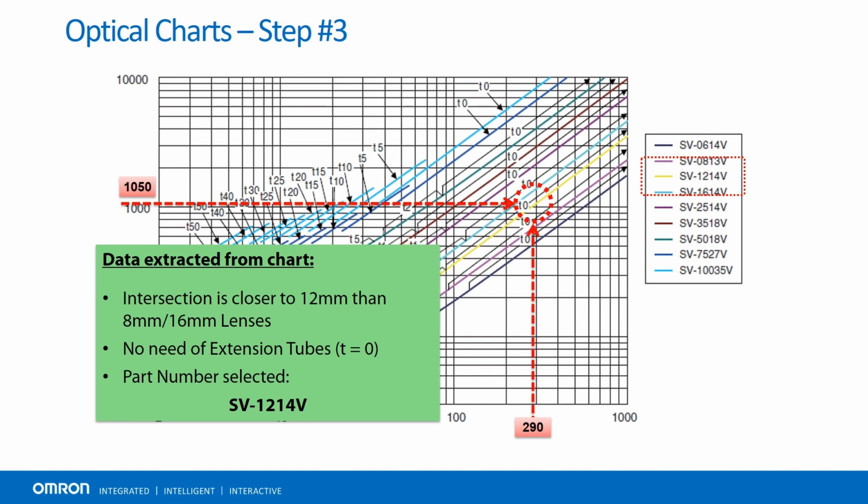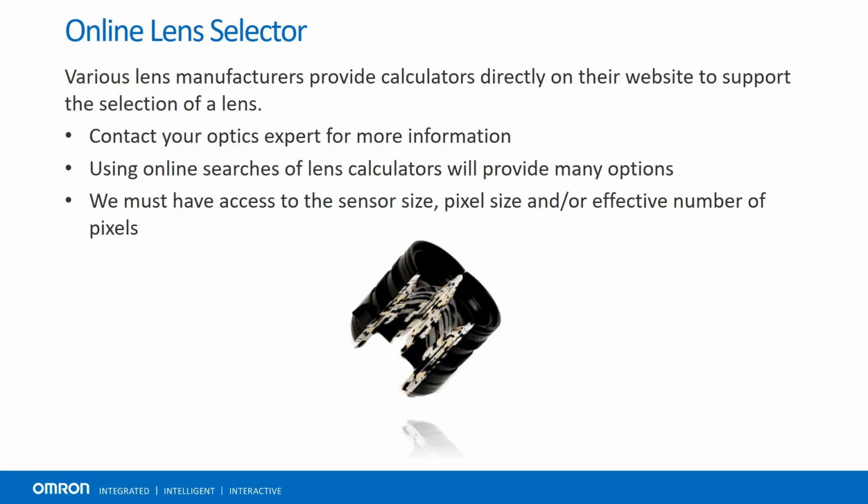of this series. As the intersection is closer to the yellow line than the black line next to it, no extension tube is necessary. However, if we saw the intersection closer to the black line instead of the colored line, an extension tube will be necessary to get the right field of view. When utilizing lenses from other manufacturers, ensure you have access to all the necessary variables for each lens calculator and input those values into the calculator. This will immediately recommend a lens based on the company hosting the lens selector.